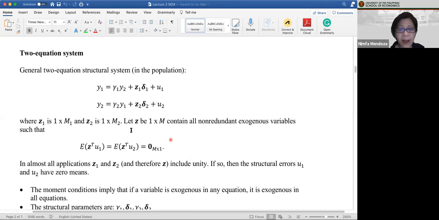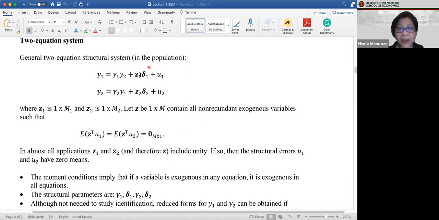Okay. Then let us form the row vector Z to contain all non-redundant exogenous variables. Okay, so if some of the variables in C sub 1 appear in C sub 2, you just specify it once. Okay, so M is not necessarily M sub 1 plus M sub 2. Okay.